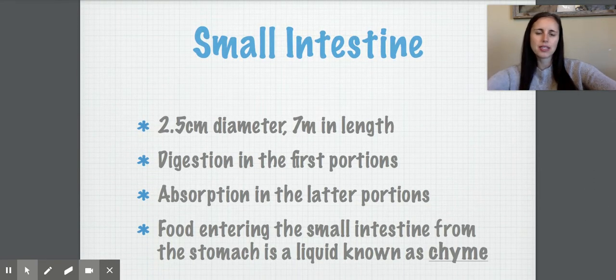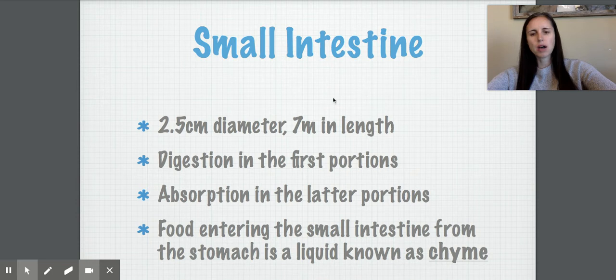Our next step is the small intestine. Fun fact about the small intestine, it's actually not very small. It's 7 meters in length. So I want you to picture a meter stick, right? Picture a meter stick on the ground, put 7 of those in a row, and that's approximately how long your small intestine is. So it's actually incredibly long.